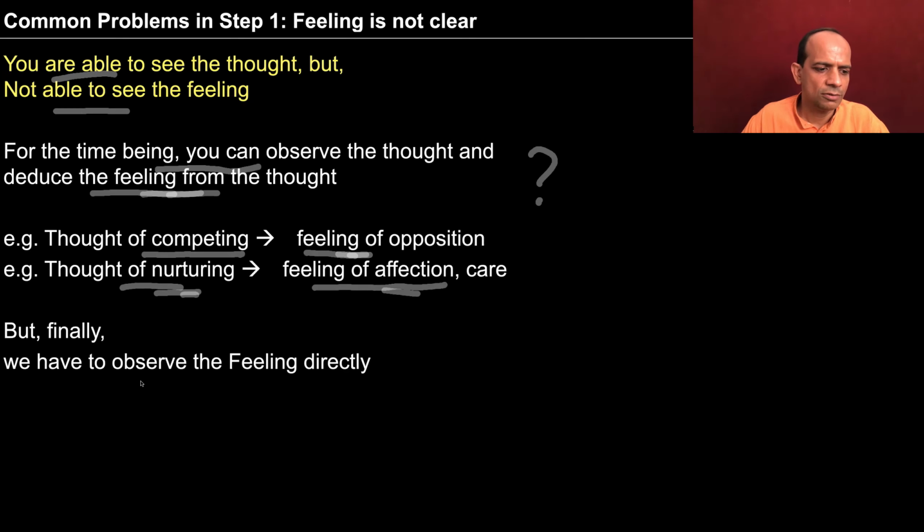But finally, you have to develop the capacity to observe the feeling directly. So when you are deducing also, you are trying to observe the feeling through analysis of your thought. So that is one way to go forward. Gradually, you need to be able to observe your feeling directly, isn't it?